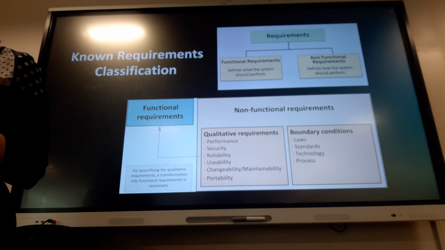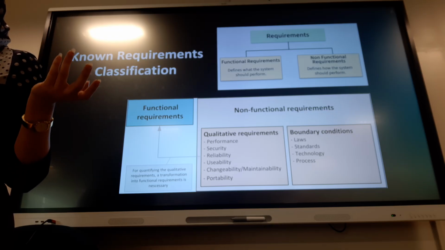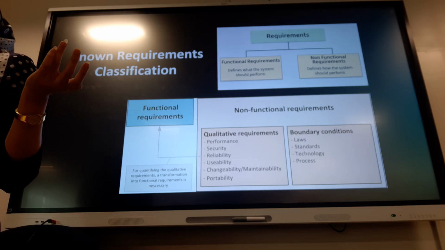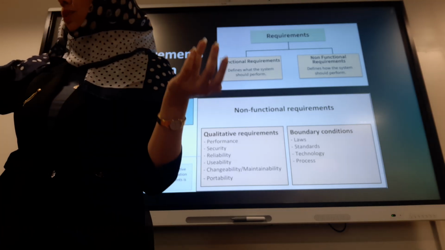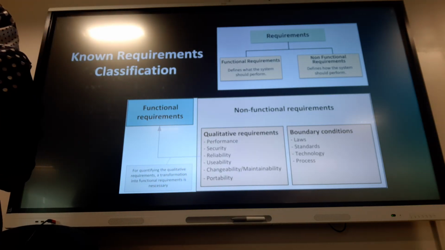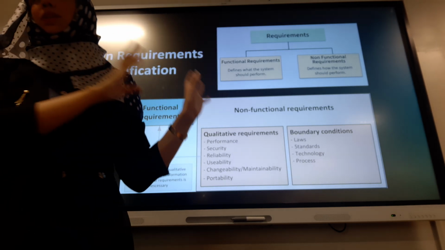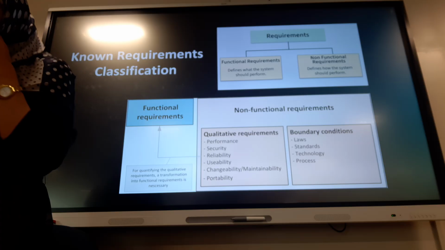If I'm saying my system is scalable to hundreds of users, be specific, up to how many can you handle? So tell me after 1,000 the system will crash, right? So you need to be very specific in terms of numbers, time, duration, anything that has to do with these non-functional requirements.